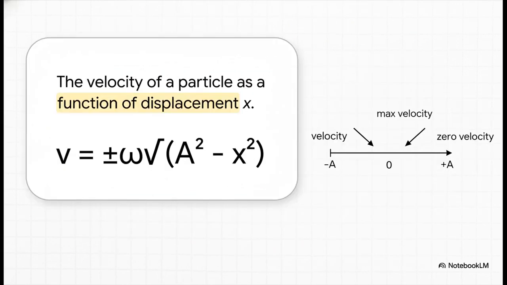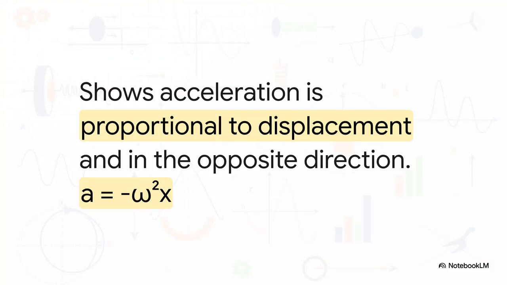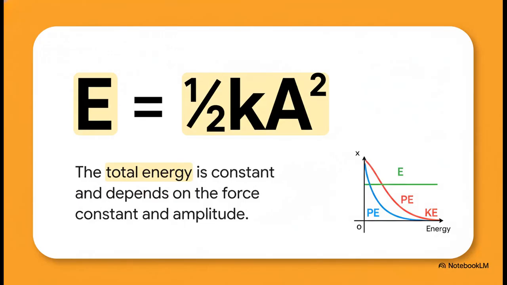Next, velocity. This one is perfect for when you know where the particle is and you want to know how fast it's going. Then we have acceleration. So simple, so elegant. It just tells you the acceleration is proportional to the displacement, but in the opposite direction. And finally, total energy. Remember, it's always constant, and it only depends on that k value and the square of the amplitude. So simple, but so powerful.